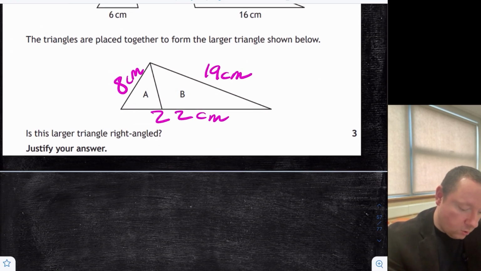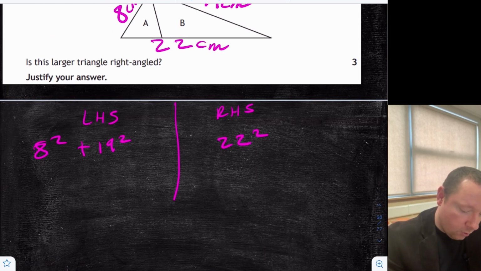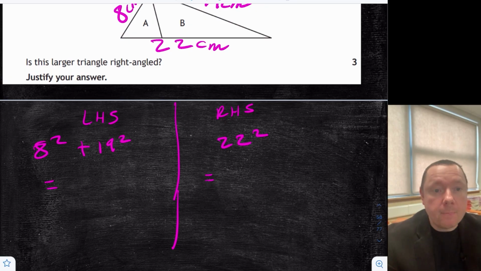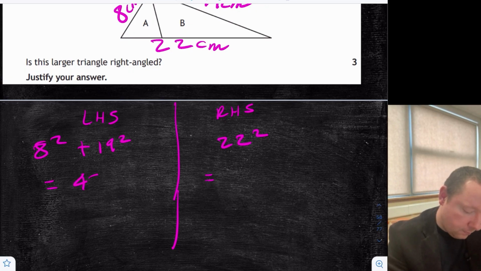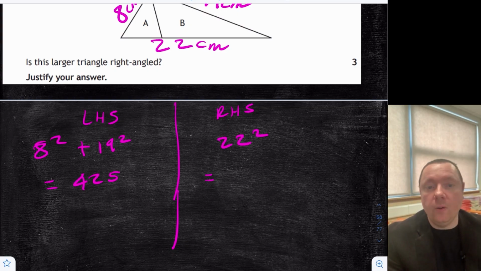So keeping it all separate, our left-hand side and our right-hand side, we've got 8 squared plus 19 squared, or we've got 22 squared. Working both of them out separately, 8 squared plus 19 squared is 425, and 22 squared is 484.